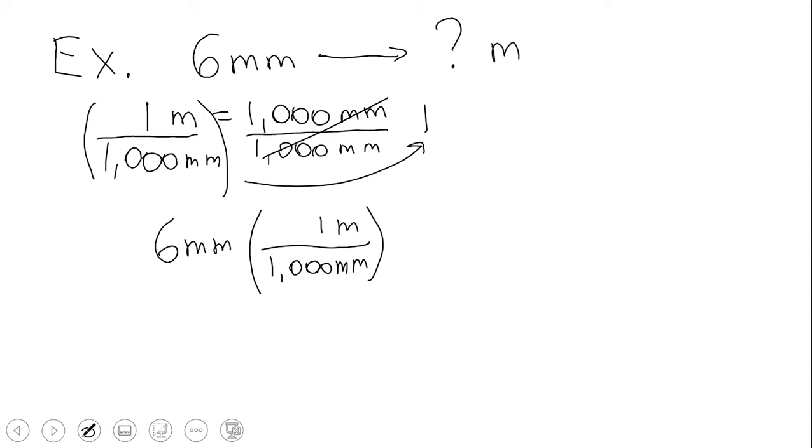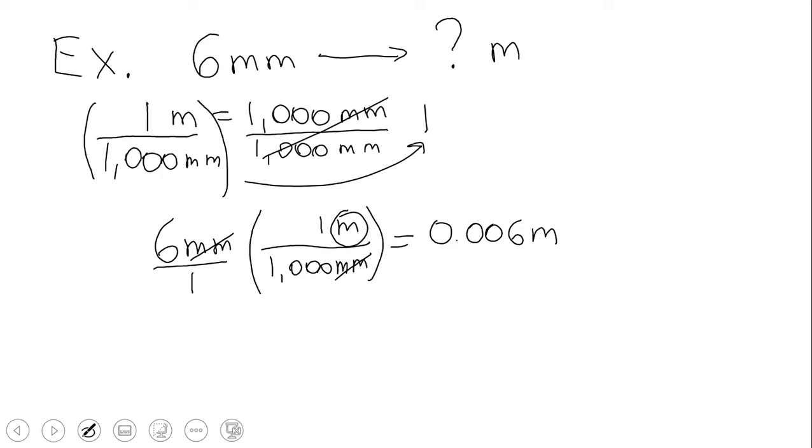I have the units here that cancel, and if you want, you can think of 6 as 6 over 1, if that helps you. And so what I'm left with here is a multiplication of two fractions, and the only unit left is the meters. So when I do this, I get 0.006 meters. And that works. I got my answer.